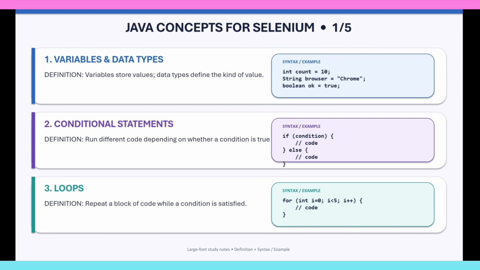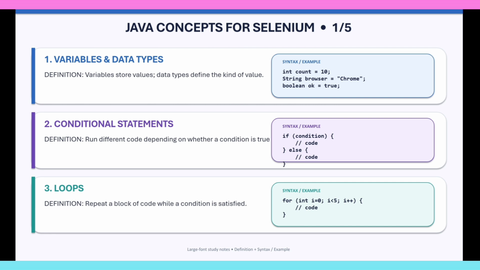First, we have variables and data types. A variable is simply used to store a value, and the data type tells Java what kind of value we are storing. For example, we can use int for numbers, String for text, and boolean for true or false values. In Selenium, we use variables to store things like URLs, browser names, page titles, test data, and even the WebDriver object.